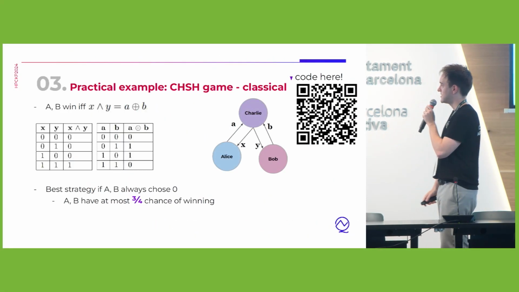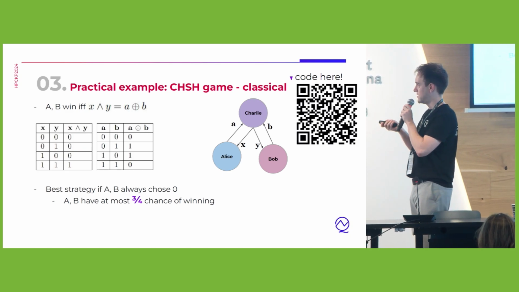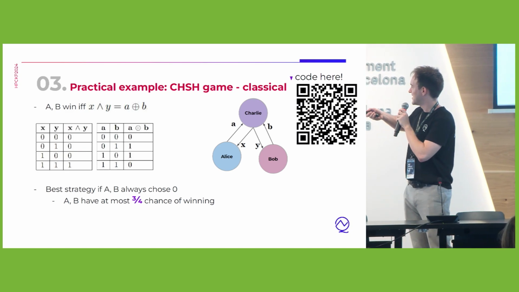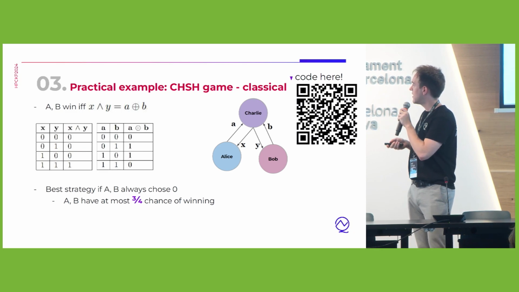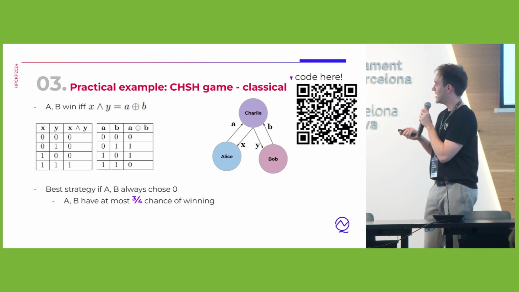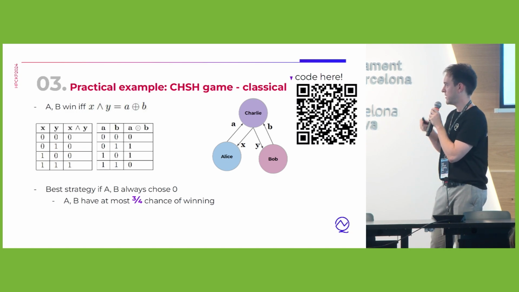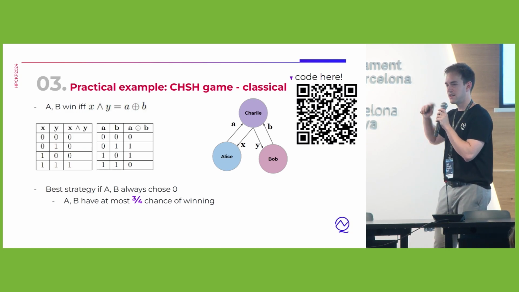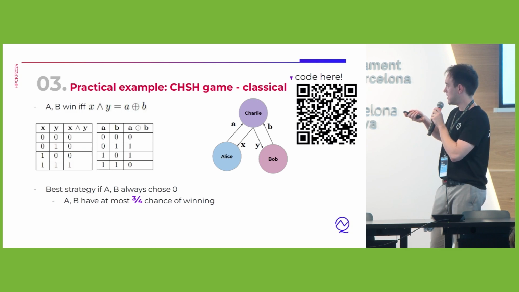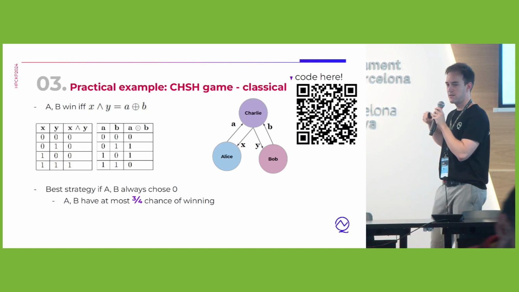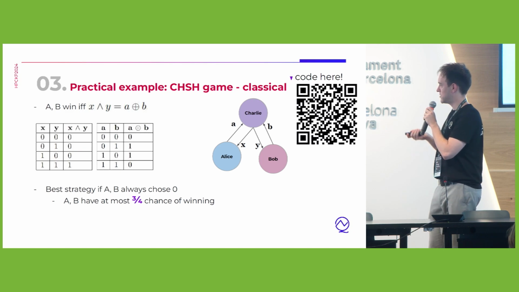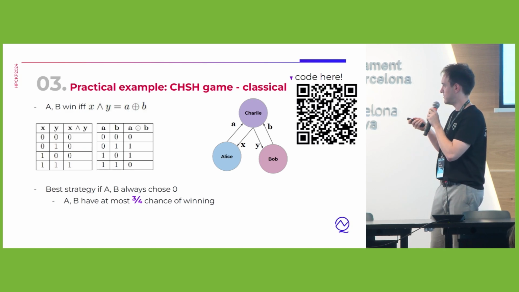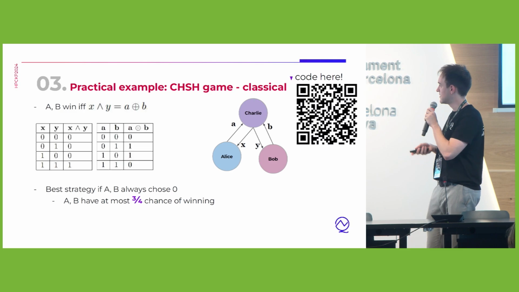So okay, the classical case is quite simple. We can build the truth tables for X and Y and A, X, or B. And you will see that if Alice and Bob, irrespective of what Charlie sends, always choose 0, they will win in 3 over 4 of the times. So the best chance of winning is 3 over 4, so 75%.